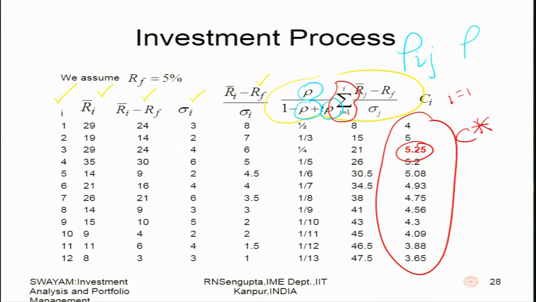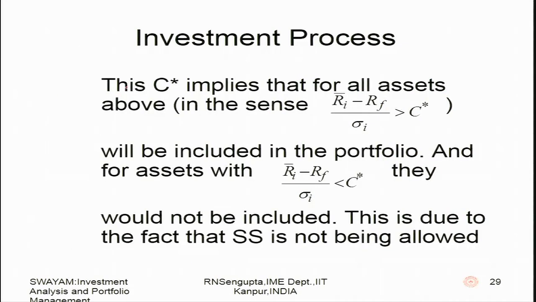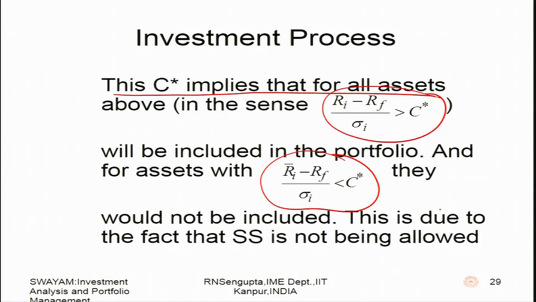So any excess return by sigma greater than 5.25, or C star, you will add in the portfolio in the positive sense, and if they are less, you would not add them into the portfolio because short selling is not allowed. This C star implies that assets will be included if the excess return ratio is greater than C star, and they would not be included if it is less than C star. This is due to the fact that short selling is not being allowed. Again, repetition, please note, you are trying to add up j equal to 1 to i, as you go down step by step.